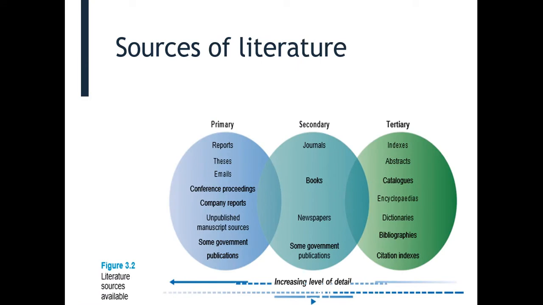Now where will you find the articles? You can see here that there are three sources. The most precise details are available in reports and thesis. It is more detailed. Secondary sources are the journals, books, newspapers, and some government publications. Journals are one major source of research articles, which are available in indexes or in catalogs and in your databases.